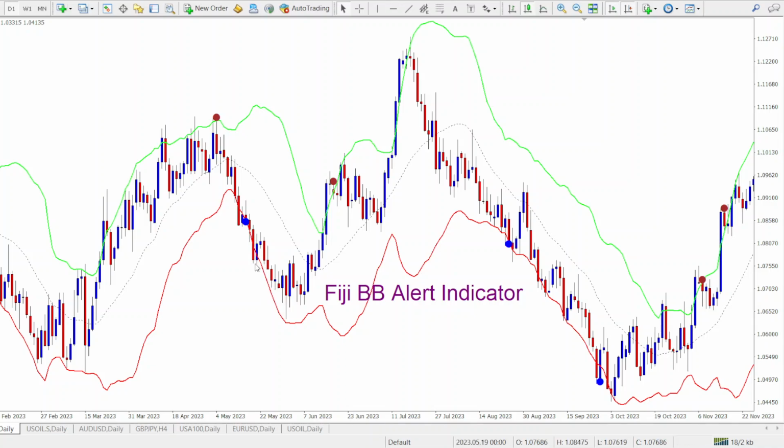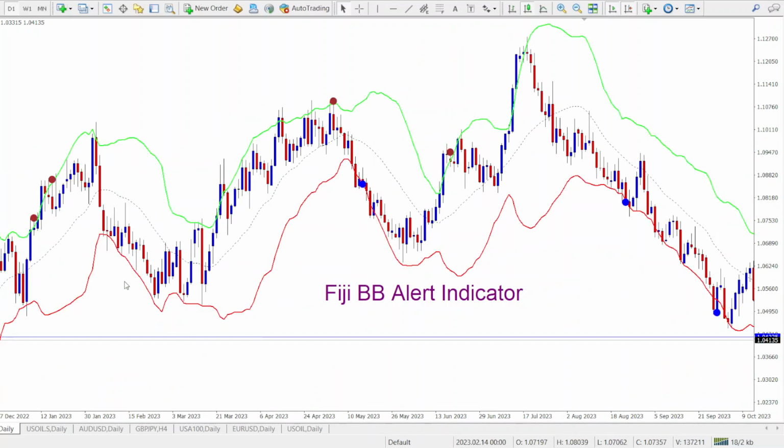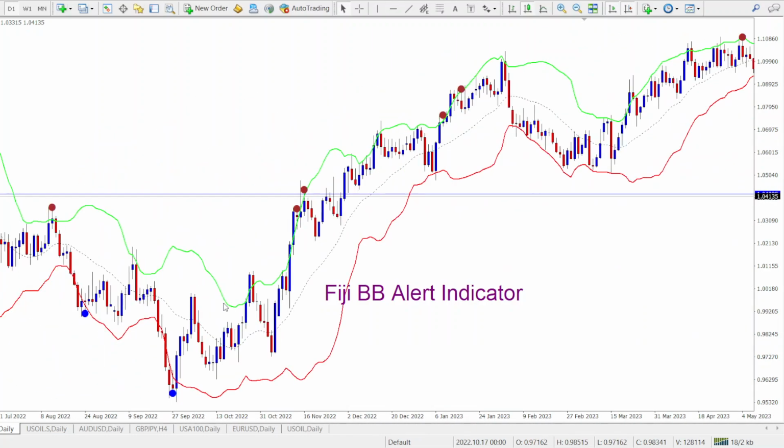Watch out for how the Fiji BB Alert Indicator reacts, because when the Fiji BB Alert Indicator is trending in one direction, it shows that the momentum is strong. So do not exit immediately when you notice that. Instead, wait for the Fiji BB Alert Indicator to curve. For example, it happened here, right? You can see that it happened here. Here again, it happened.